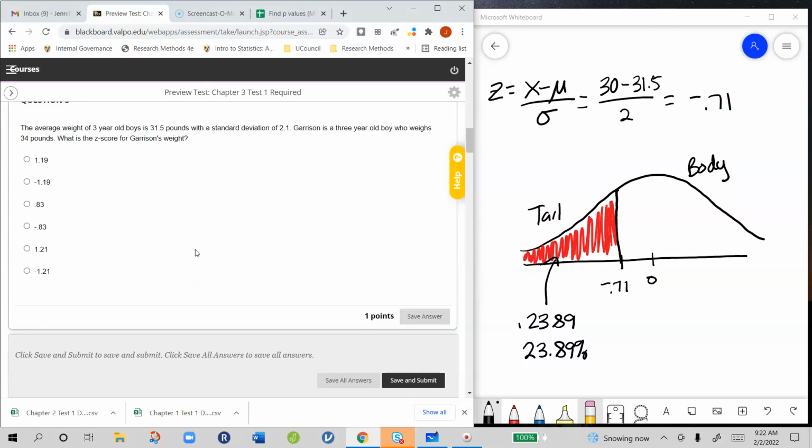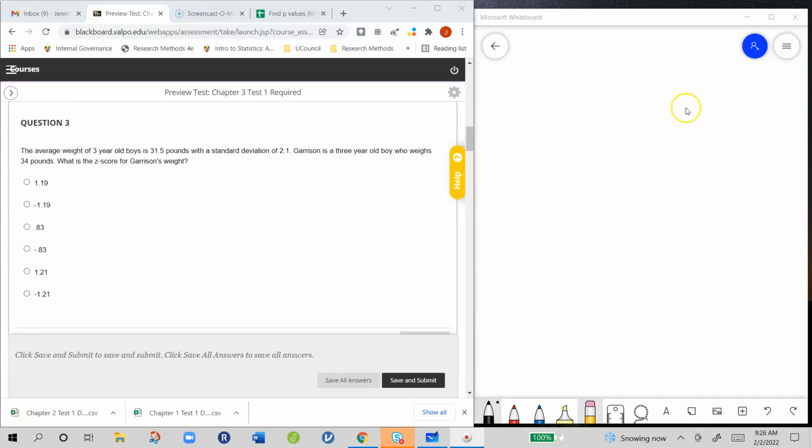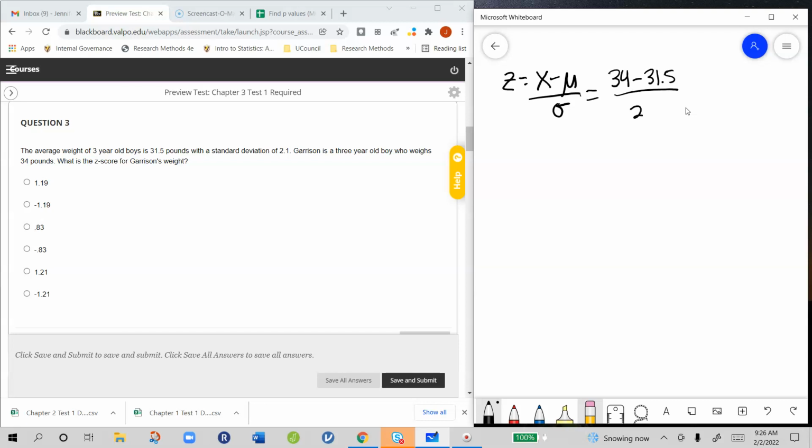Okay, for question number 3, we have the average weight of 3-year-old boys is 31.5 with a standard deviation of 2.1, and Garrison weighs 34 pounds, and we want to know Garrison's z-score for his weight. Alright, so for Garrison, I know that I'm working with a z, and I have a score minus the mean divided by the standard deviation. His score is his weight, which is 34, and we're comparing that to a population mean of 31.5 and dividing it by 2.1. So you can tell our numerator is positive now. We're going to have a positive z-score because Garrison's above the mean. And I get a z of 1.25.